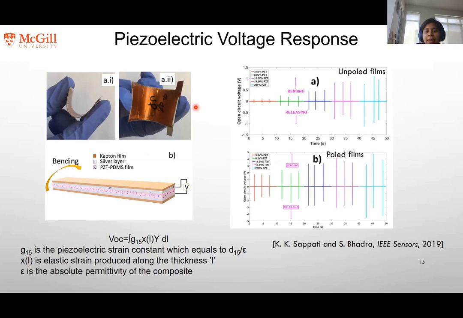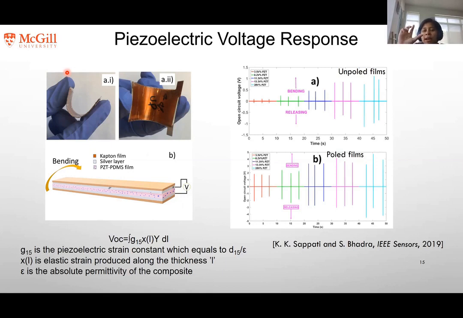We can measure the voltage generated across those flexible electrodes. Once we packaged them, you can see that we can bend them very easily. So what we did is we wanted to see if it actually shows a piezoelectric response.